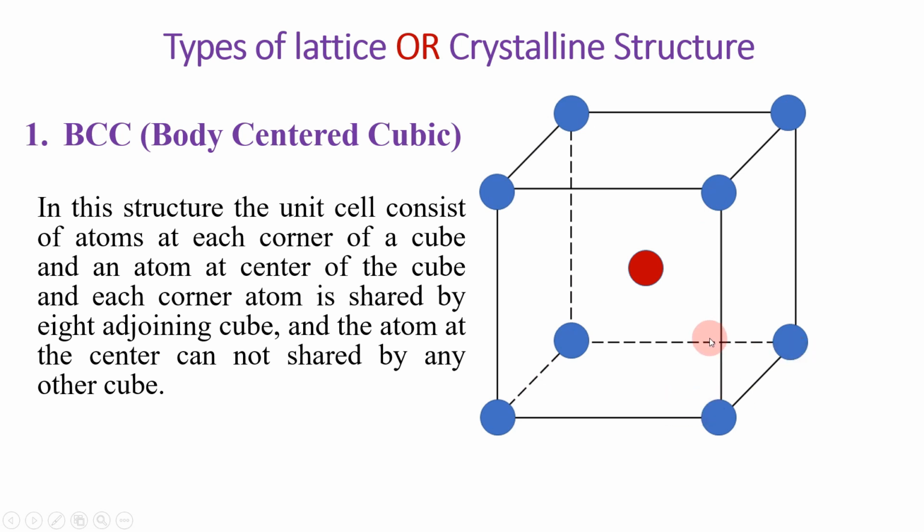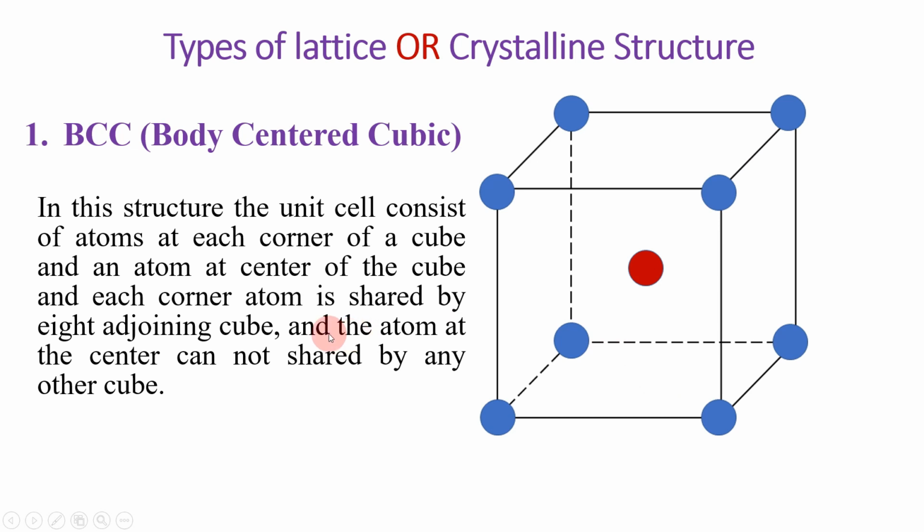So what is written here, in this unit cell, atoms are at each corner of a cube. We can see this cube has 8 corners, and all 8 corners contain one atom each. And what is the next condition? An atom at the center of the cube. You can see this atom which is shown in red color. This atom is at the center of the cube, whereas the other atoms are situated on the corners of the cube.